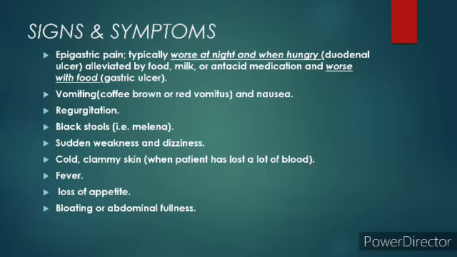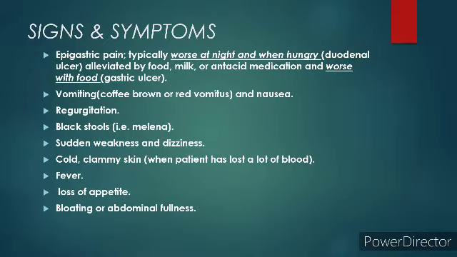Another clinical manifestation is nausea and vomiting. And if the patient is vomiting coffee brown or red vomitus, then it means it is hematemesis. That is vomiting of blood, a mixture of blood and food. Then the other one is regurgitation.